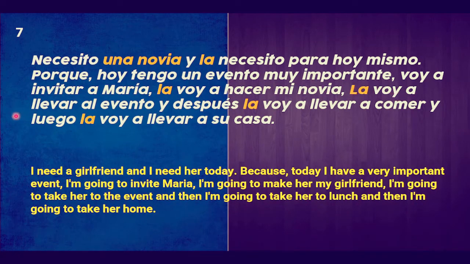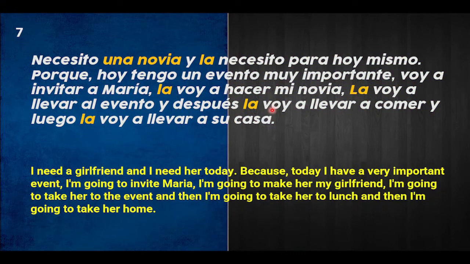Again, we have two verbs here. Voy a llevar al evento. So I have to put it here before the first verb or after the second verb. Voy a llevarla. And remember, after a, you don't have to conjugate the verb. That's why the verb hacer is in its infinitive form. I have a here, so I don't have to conjugate the verb llevar. And we have two verbs here, ir and llevar. So I get to choose if I put this here or if I put it here.